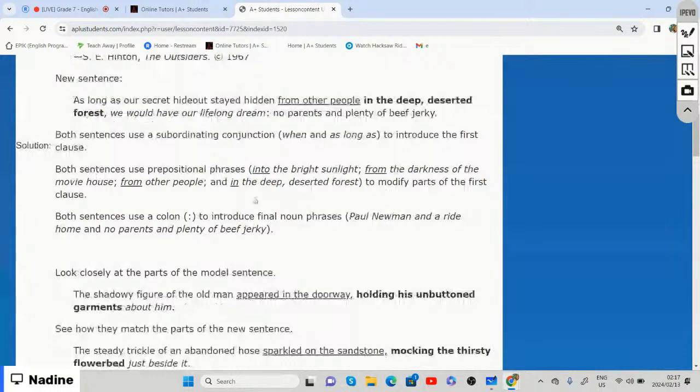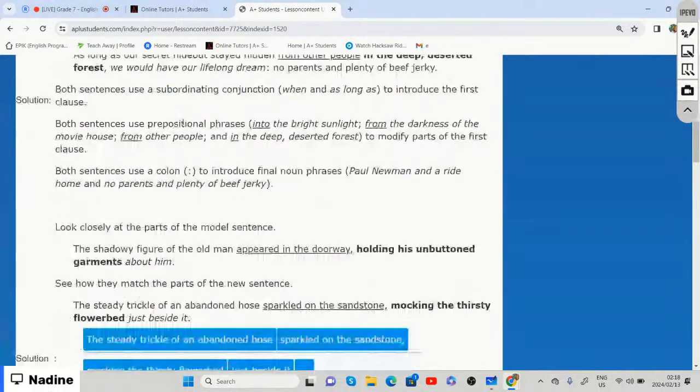And like we said, both of these sentences start with a subordinating conjunction, which is when and which is as. So we see that both of these sentences use a subordinating conjunction, when as well as as, to introduce the first clause of the sentence.